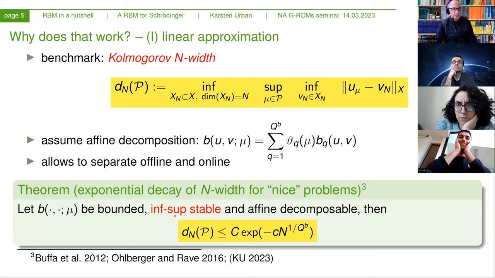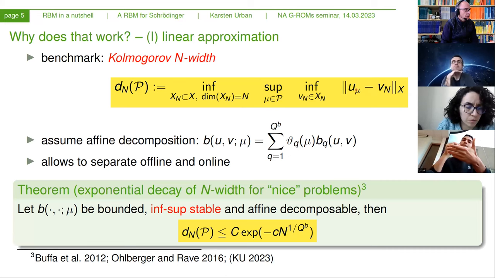I did not understand your question, because here I'm basically only interested in the Kolmogorov n-width of the solution depending on the parameter. And that's just the notation here. D_n of P is exactly the width of the solution manifold. So, do your solutions live in P? No. They are in X. X is the trial space. U sub mu is a function in X.